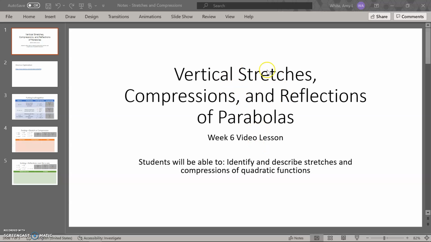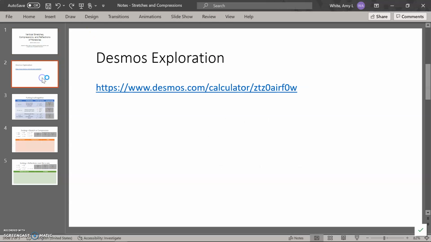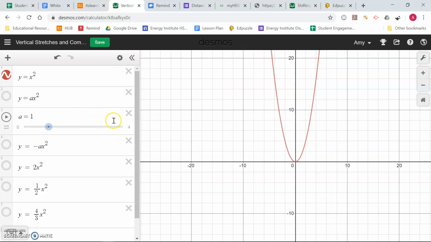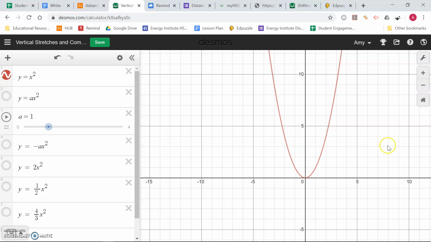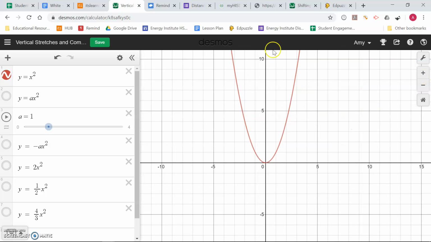In this video, we are going to talk about vertical stretches, compressions, and reflections of parabolas. And once again, we are still talking about this in that vertex form that we learned about last week. To start off, I'm going to go through a Desmos calculator to show you what this looks like on a graph. So here we have what we remember is our parent function, right? This is our original parabola that we're going to be comparing all of our transformations to.